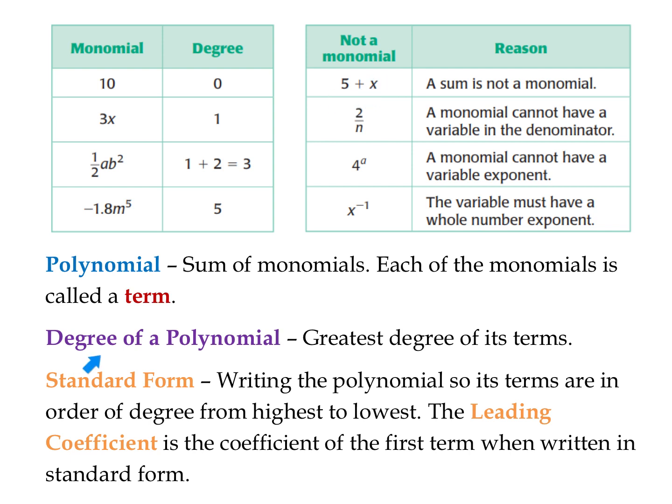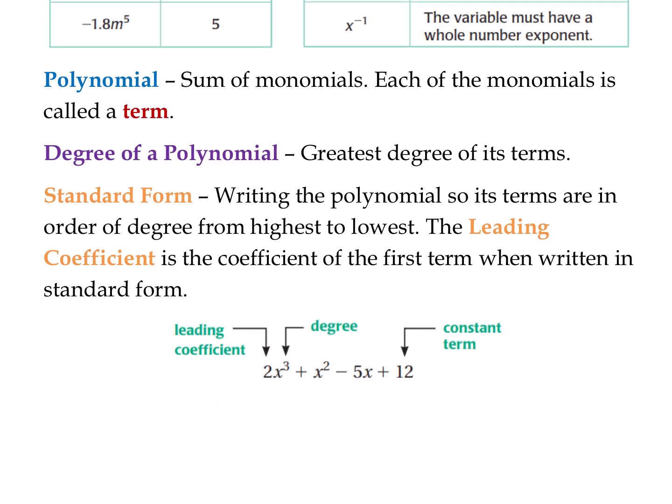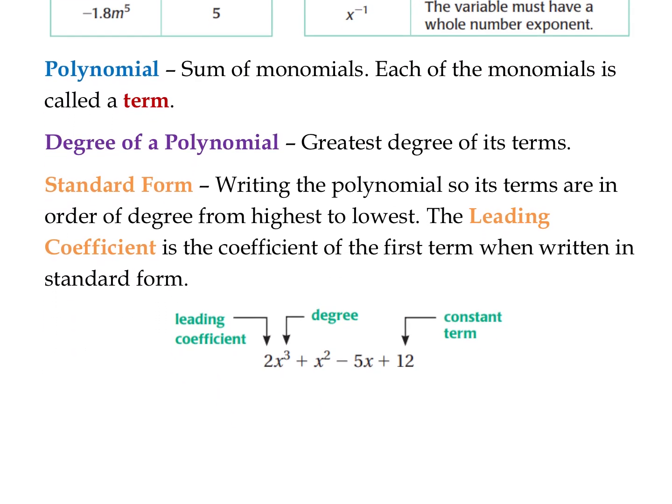Right? The degree of a polynomial is the greatest degree of any of its terms. So we're going to see some examples of that in a minute. But we can find the degree of each of the monomials, each of the terms, and we find out whatever the greatest degree of those is, that's the degree of the whole polynomial. Okay? Standard form for a polynomial is writing the polynomial so its terms are in order from highest degree to lowest degree. So we see an example down here. x to the third, x squared, this would be x to the first. This is a constant term, x to the 0. So our exponents go in decreasing order. Highest exponent down to lowest exponent.